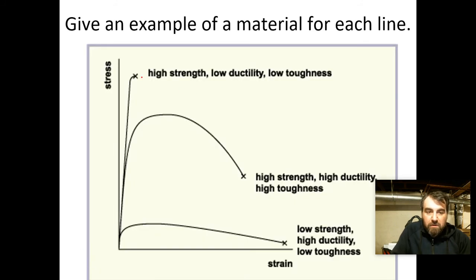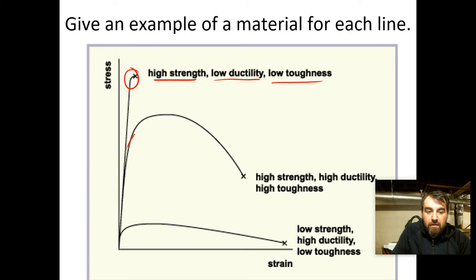Okay, so here it says, give an example of material for each line. So high strength, low ductility. Ductility means the ability to stretch. Low toughness. This might be cast iron, or you could say glass or ceramic or concrete. These are all materials that are very strong, but they will not bend.